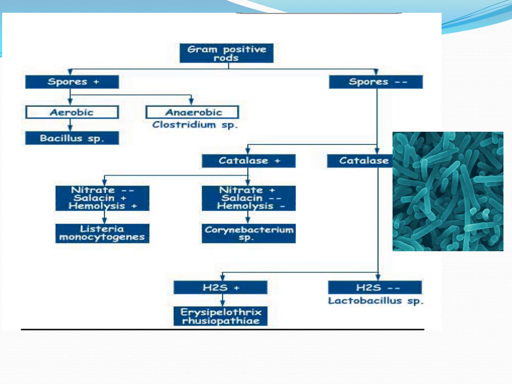I'm going to talk about gram-positive spore-forming bacilli. Gram-positive rods are classified into two groups depending on spore formation and growth on aerobic and anaerobic conditions. I am going to talk about Bacillus species, which is aerobic and spore former.